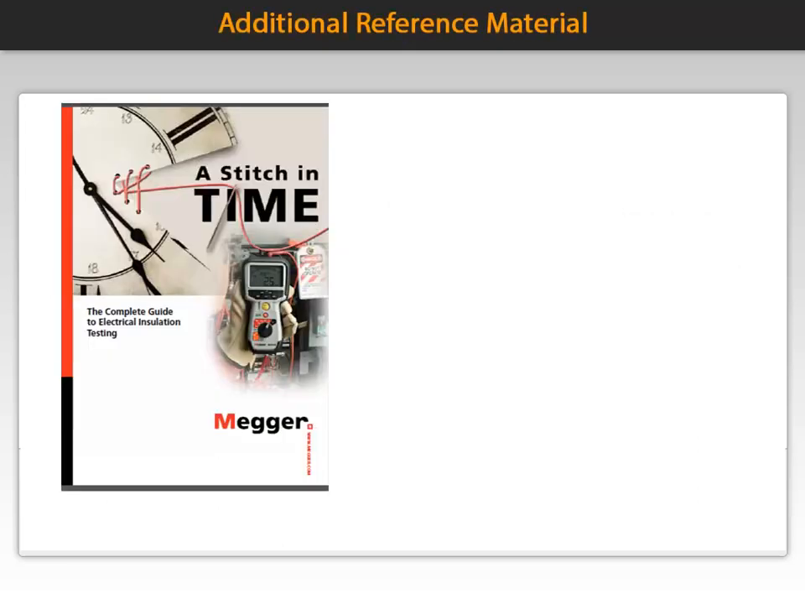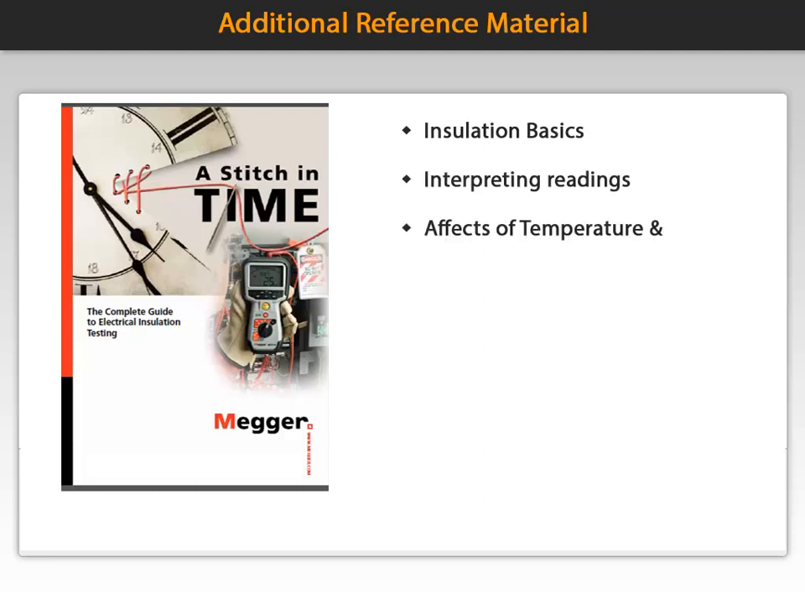One final note on insulation resistance testing. Megger has published an excellent manual to guide a technician through resistance testing. It is entitled A Stitch in Time, The Complete Guide to Electrical Insulation Testing. It covers insulation basics, how to interpret readings, temperature and humidity effects, as well as connection methods to a variety of equipment. To get a copy, go to the Megger website or search the web for the title.